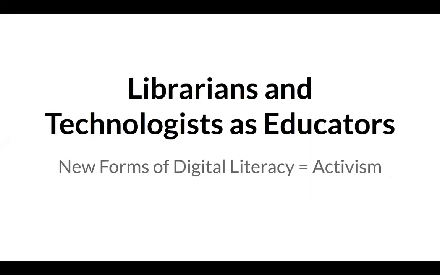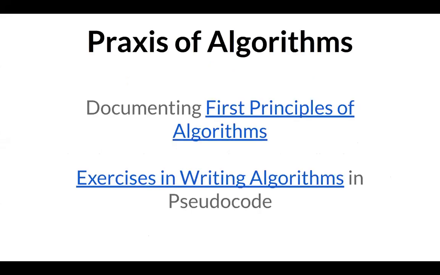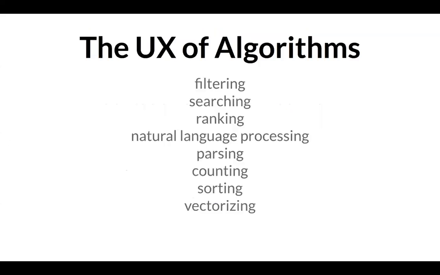And so what we're seeing and what Julian and I want to propose today is that these new forms of digital literacy are activism. And you can look at things like the application of algorithms. We've done work to establish very early principles of what is an algorithm, what is a basic algorithm, how does a search process work, how does a recommendation algorithm work. Then the first exercise we're really going to take the group through is what does it look like to kind of build an algorithm in pseudocode?